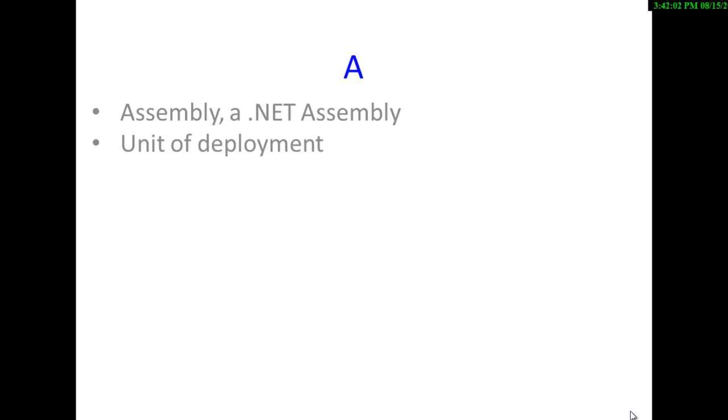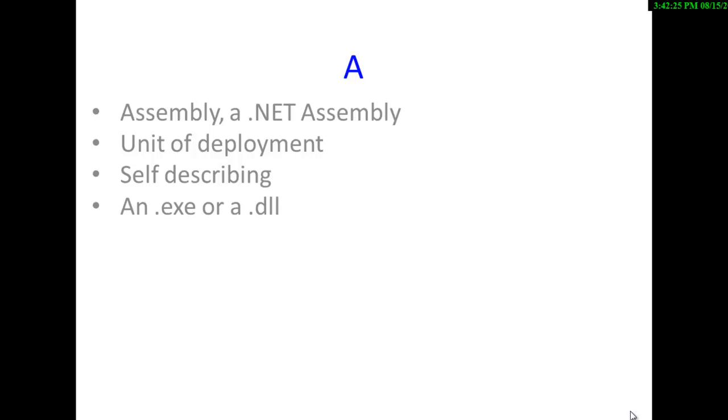An assembly is basically considered as a unit of deployment in Microsoft .NET framework environment. Assembly is also known as a self-describing unit. An assembly is capable to describe on its own. We will look into the details of that a little later.